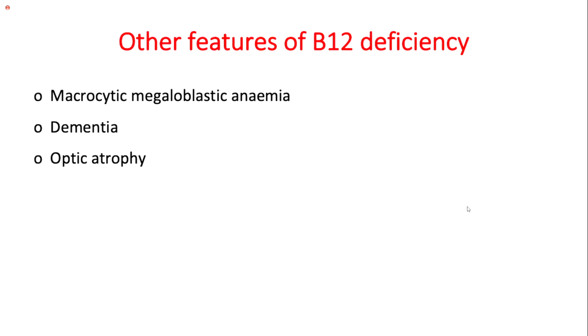What are the other features of B12 deficiency? If we are suspecting subacute combined degeneration, then we are also looking for blood involvement. You know, with B12 deficiency, you will have macrocytic megaloblastic anemia. With B12 deficiency, you develop dementia.